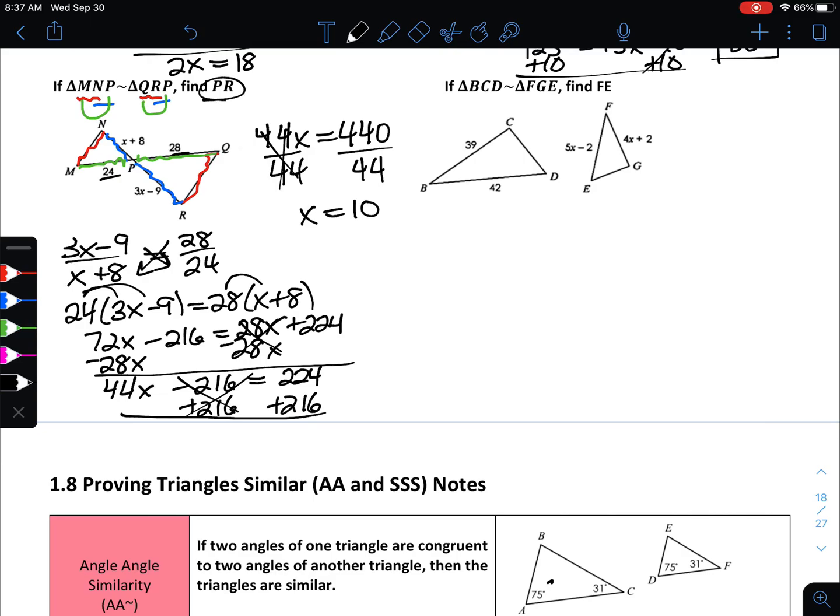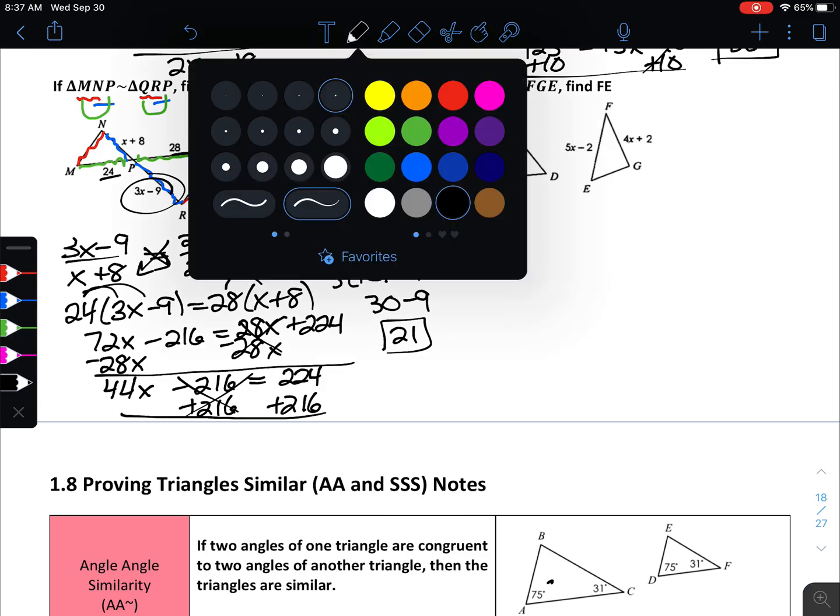Now again, our goal was to find PR, which is 3x minus 9. So we need to take 10 and plug it in for x. So that becomes 3 multiplied by 10 is 30 minus 9, and 30 minus 9 is 21.